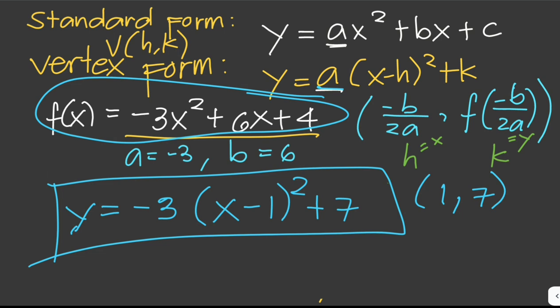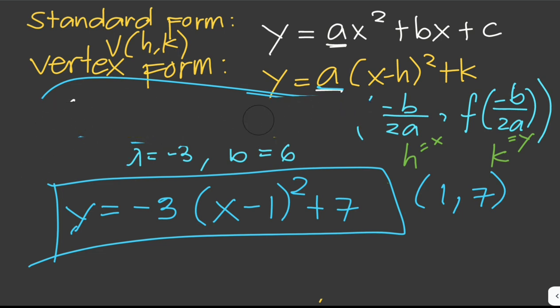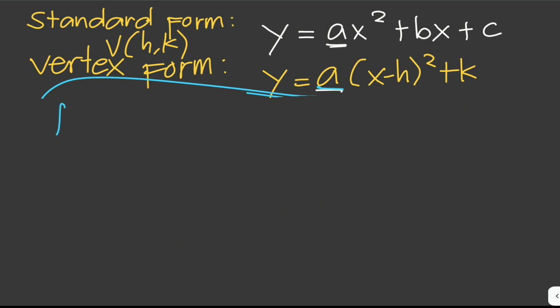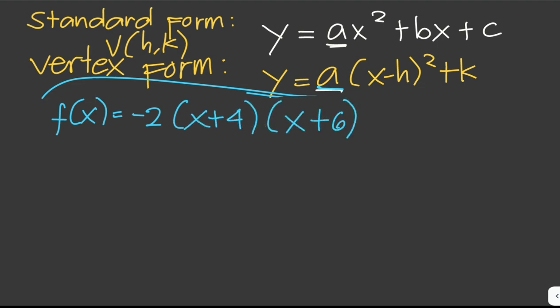Now let's try solving another problem. Let's say we're given this function f of x equals negative 2 times x plus 4 times x plus 6. So this is already in its factored form. The first thing we do here is we multiply x plus 4 and x plus 6. We do the FOIL here.